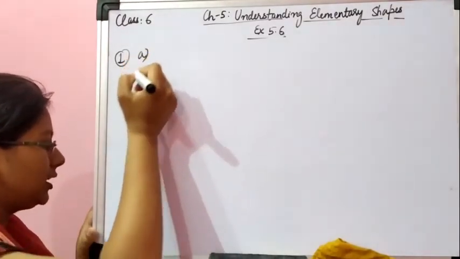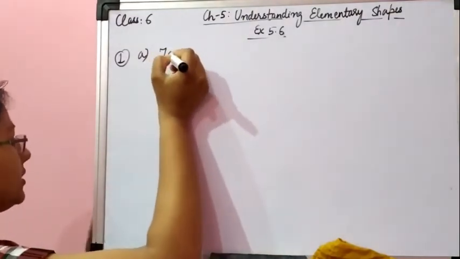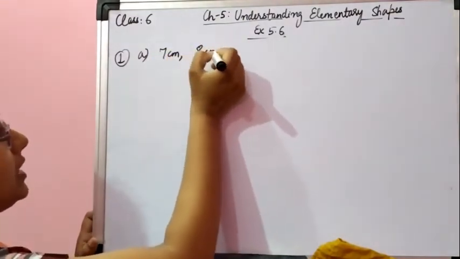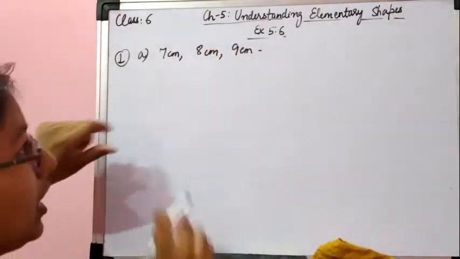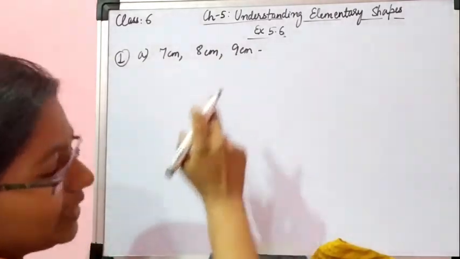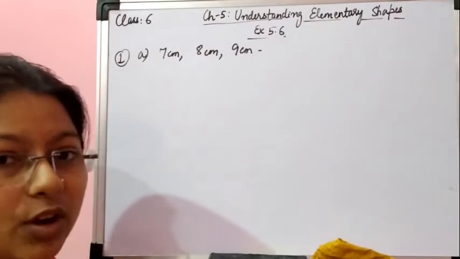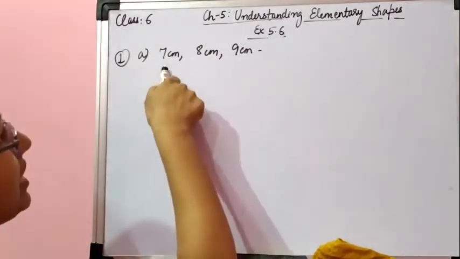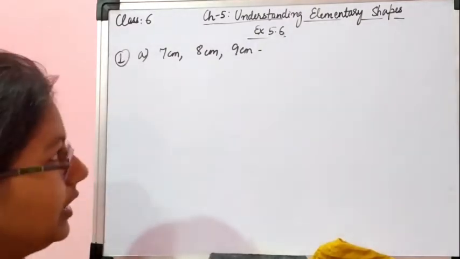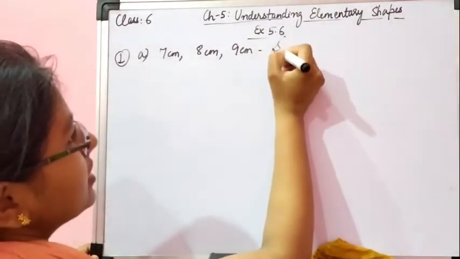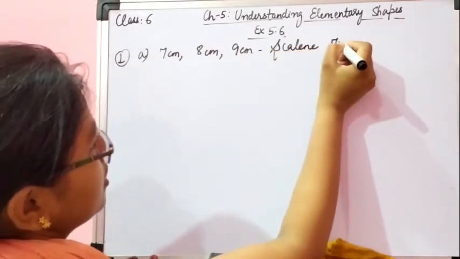Now in the A part, the triangle given has lengths 7 cm, 8 cm and 9 cm. Now see, what is given to us? We have been given 3 different sides of the triangle, so we have to classify it on the basis of sides. One is 7, one is 8, one is 9, which means all 3 are unequal. So which type of triangle is this? Yes, you are all correct, it is a scalene triangle.